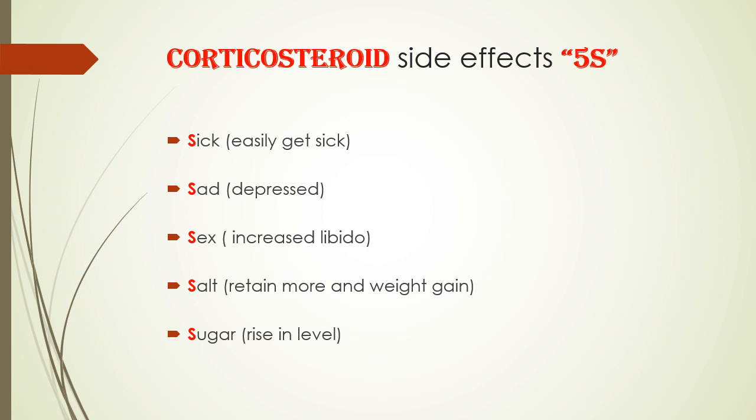Similarly, corticosteroid side effects. Remember, there are 5 S of corticosteroid side effects, and those are sick. Those who are under corticosteroid easily get sick. They usually become sad. There is an increase in libido, that is S for sex. S for salt, that is water and more sodium, so that will lead to weight gain, and rise in sugar level. So you must remember the 5 side effects of corticosteroid, and those are sick, sad, sex, salt, and sugar.